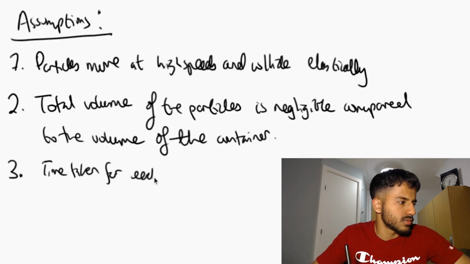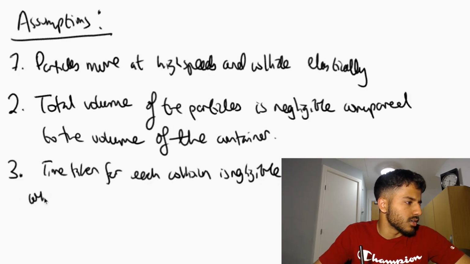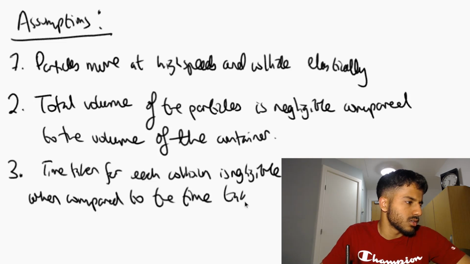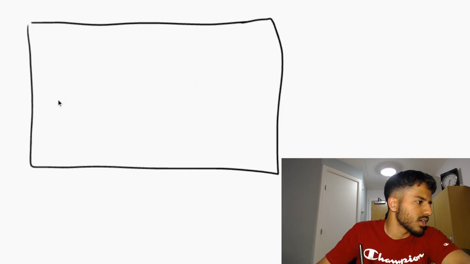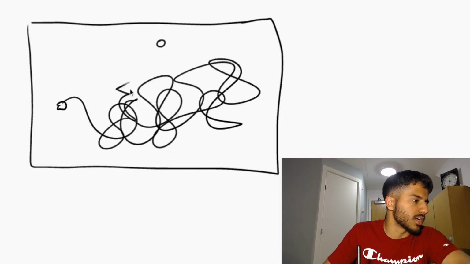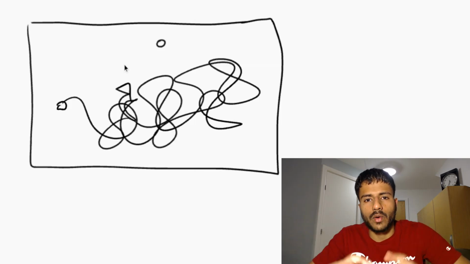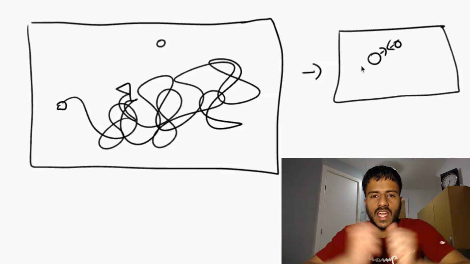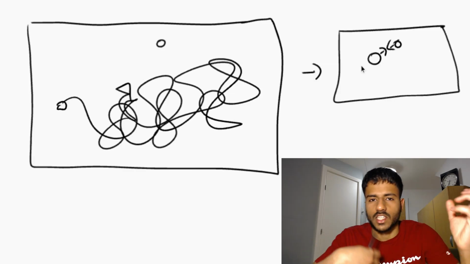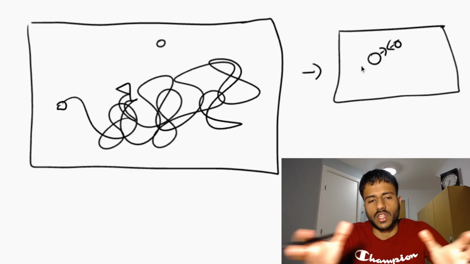Now the third assumption is that the time taken for each collision is negligible when compared to the time taken between collisions. Now what this means is, in a very large container, let's say we just have these two particles. These particles are going to move around randomly in some random direction, and they will do so for such a long period of time, such that when these particles do eventually collide, the time taken from when they hit is so small compared to the amount of time that they just spend roaming around freely. So that is what these three assumptions mean.